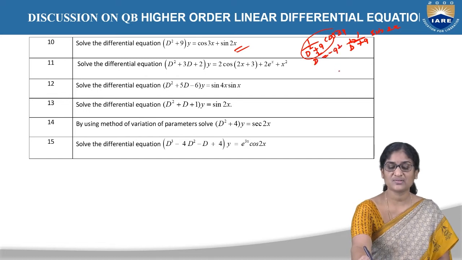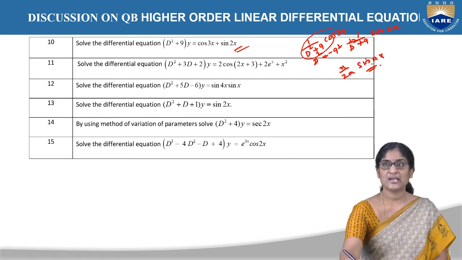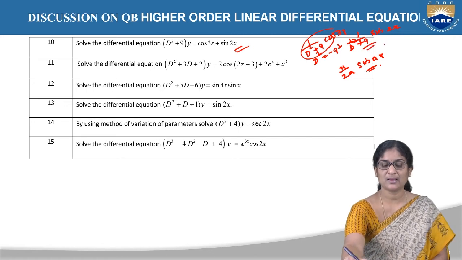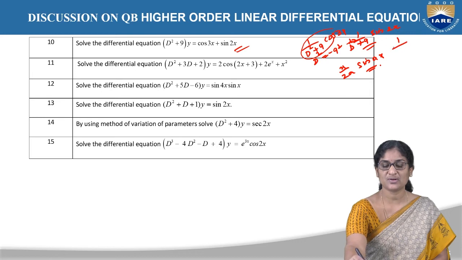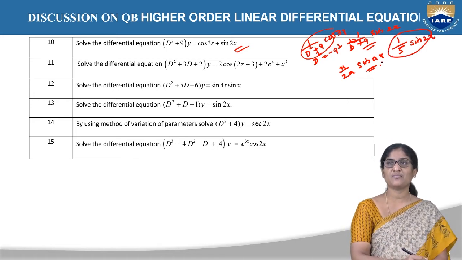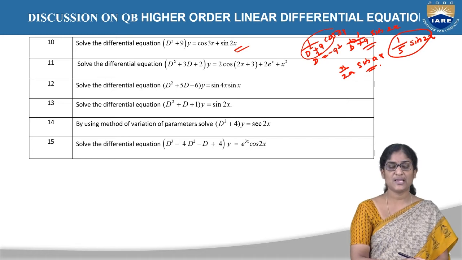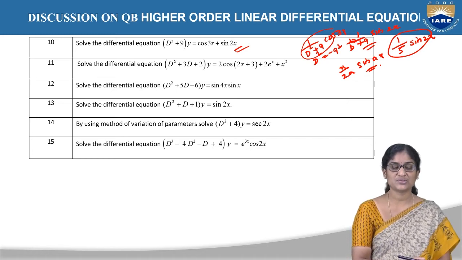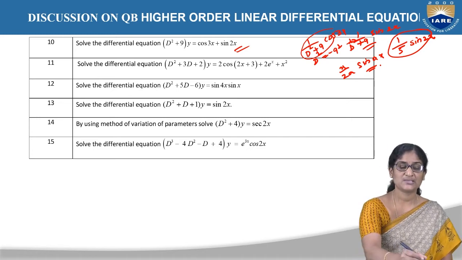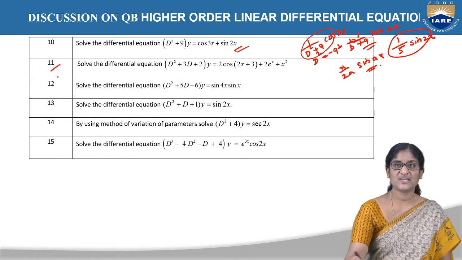I can make use of the formula x by 2a sin ax. And for the second part I can use D squared is equal to minus 2 squared because it doesn't go to 0. So 9 minus 4 is equal to 5. So 1 by 5 sin 2x is the second particular integral, and the first particular integral is given by x by 2a sin ax. Now going to the next question. Solve the differential equation. Already this is the same as the previous questions.